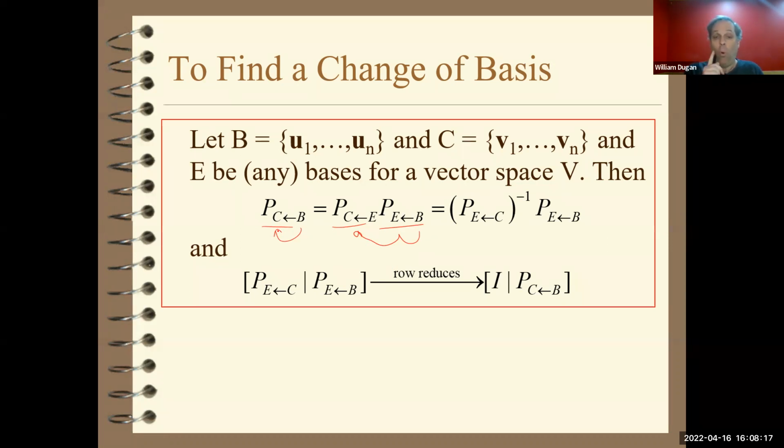But more importantly, we know how to compute this one because it's just the inverse of that one. And if we're using the standard basis, this matrix is easy to find, and this matrix is easy to find, if E is the standard basis for the vector space.